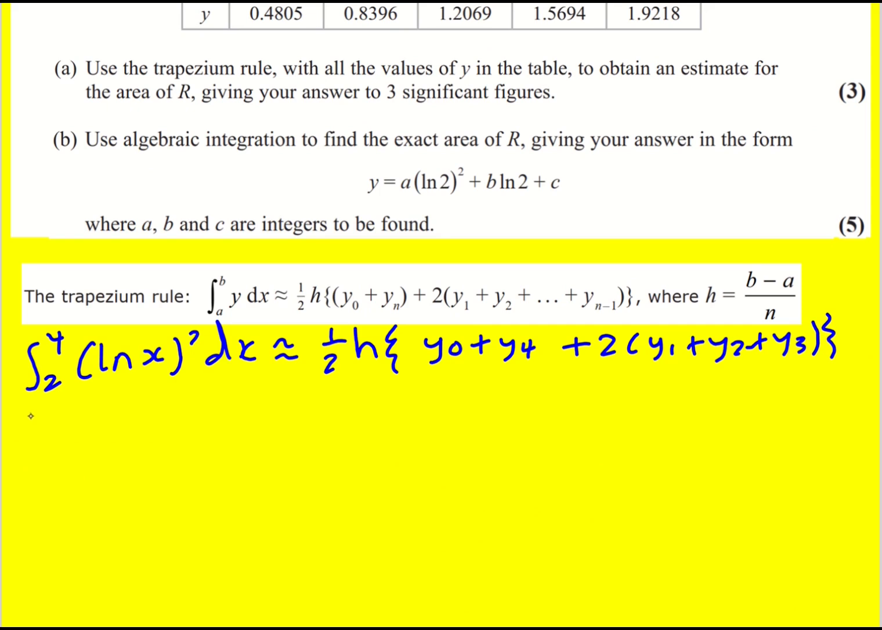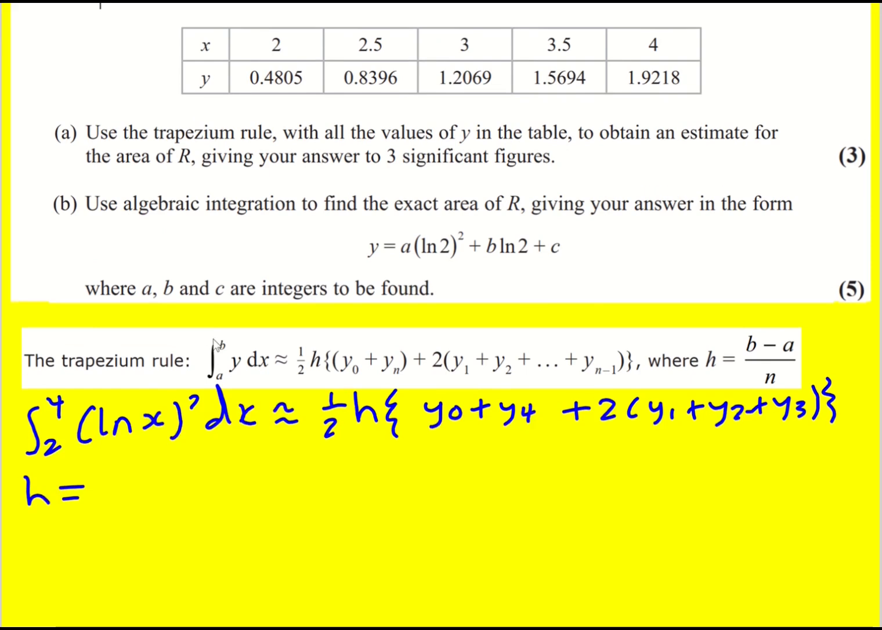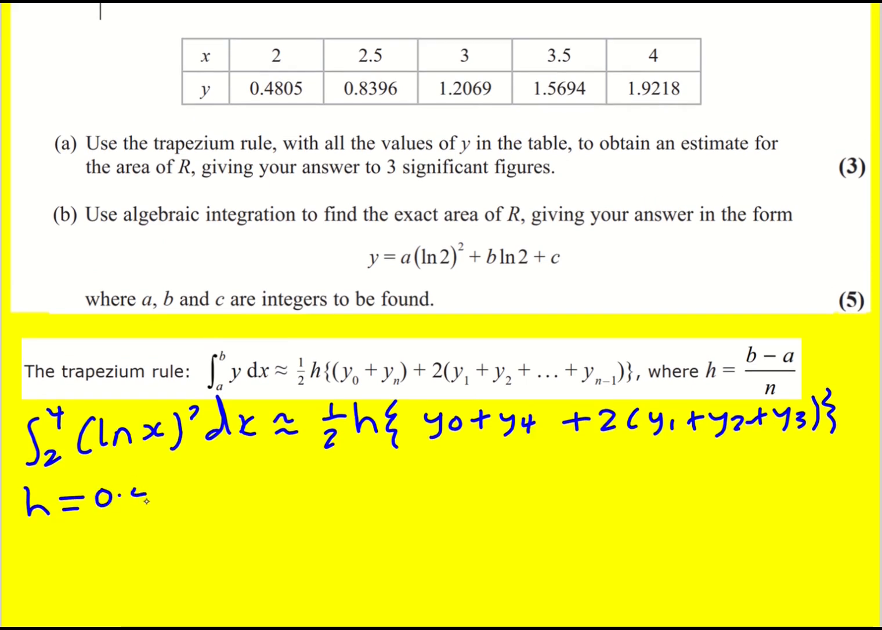Okay, so for us, we've got that h is going to be 0.5. That's what it's going up in. a is going to be 2. b is going to be 4. n is then going to be 4 as well. And this all tallies together. If you did 4 minus 2 over 4, you would get 0.5.